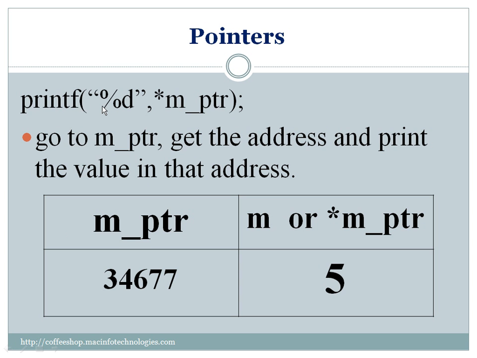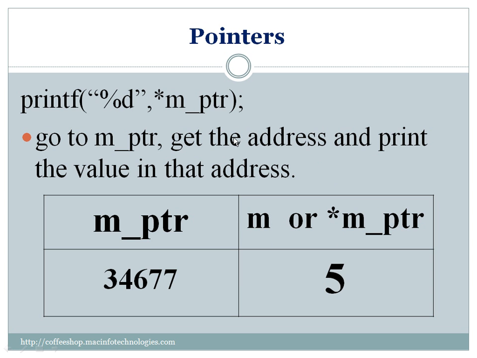Next, if we try to print a value from a pointer, you can see this *m_pointer with %d. The meaning is: go to m_pointer, get the address from m_pointer, go to that address and print the value in that address. For example, first it goes to m_pointer and gets the address 34677. Then it goes to 34677, that is the m location, and the value in that address will be printed here. So 5 will be printed.